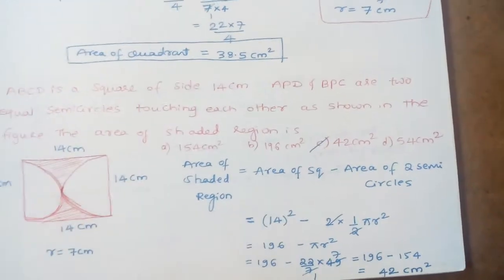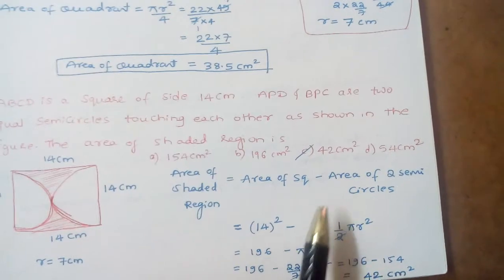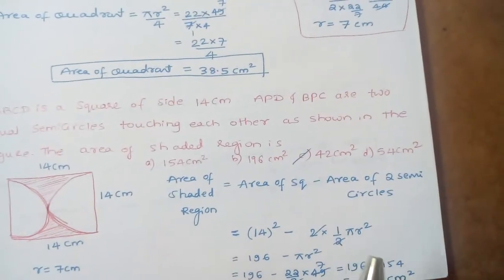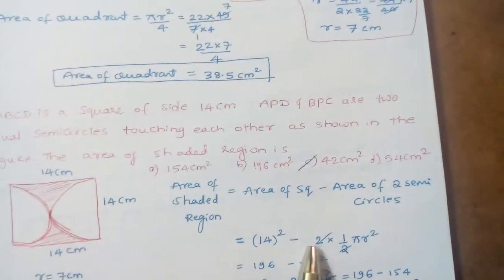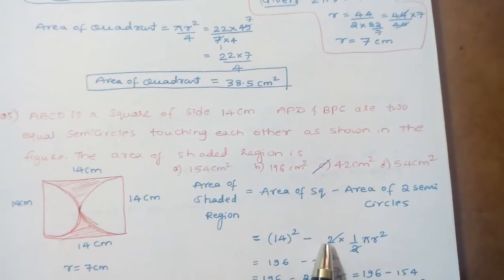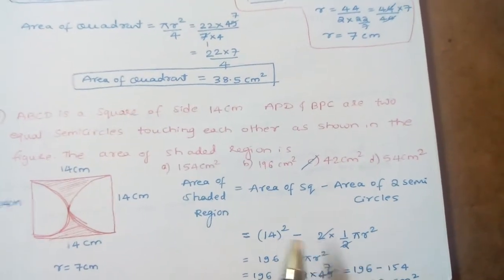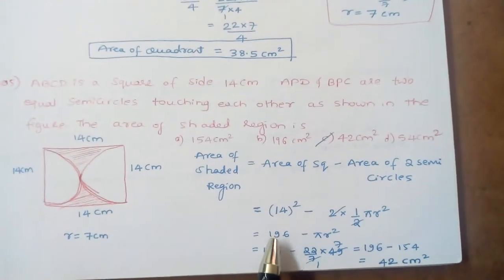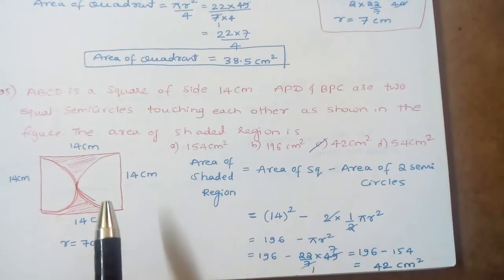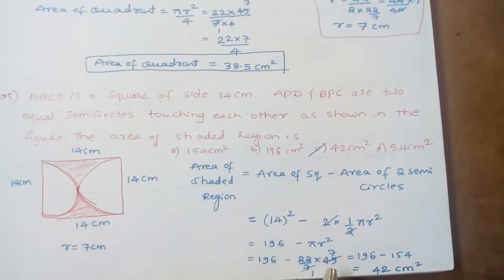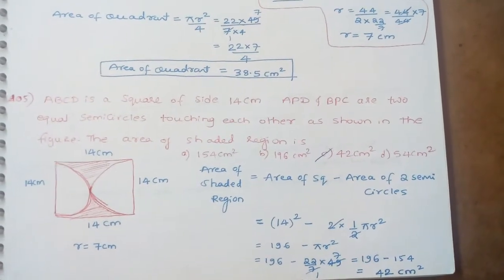Area of the square is side square, and side is 14 centimeters, minus the area of the semicircles. Area of a semicircle is half pi r square. Here I multiply by 2 because there are two semicircles, so 2 into half pi r square, the 2 cancels, giving 14 square minus pi r square. 14 square means 196, and pi is 22 by 7, r is 7. 7 square is 49. On doing the calculation we get 42 cm square.